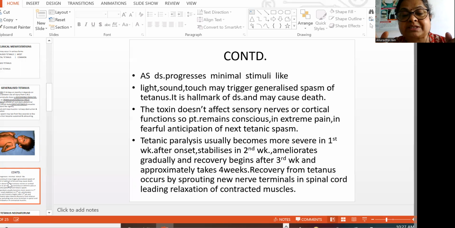Therefore the tetanus patient, when treated, is kept in isolation at a very far place where there is no noise, no light comes, and there are minimum stimuli. So he doesn't go into frequent spasm. Then the toxin doesn't affect sensory nerves or cortical functions. So the patient remains conscious in extreme pain, in fearful anticipation of the next tetanic spasm.